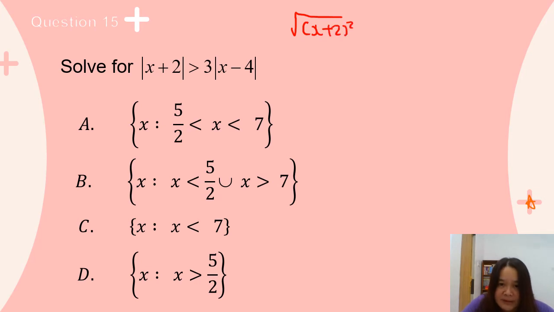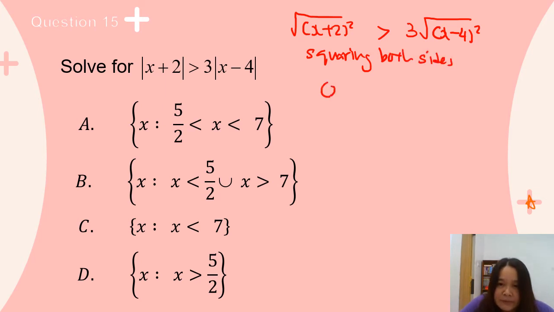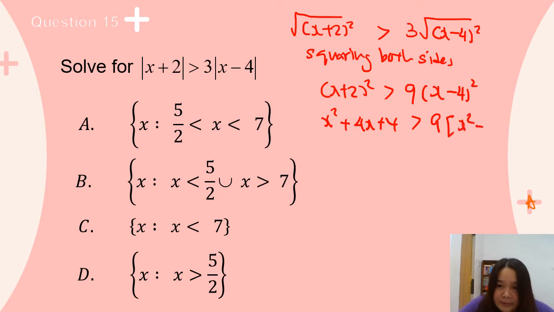The absolute of x plus 2 is equivalent to the square root of x plus 2 squared, greater than 3 absolute of x minus 4 squared, and then we square both sides. So we have x plus 2 squared greater than 9 times x minus 4 squared. So we have x squared plus 4x plus 4 greater than 9x squared minus 8x plus 16.